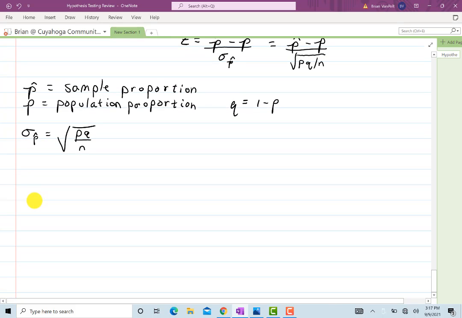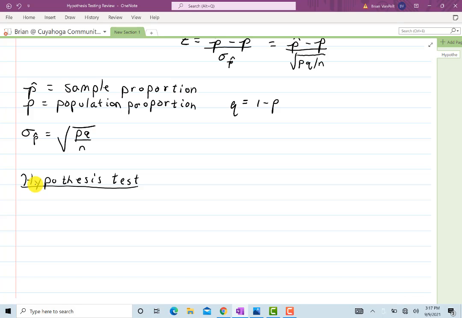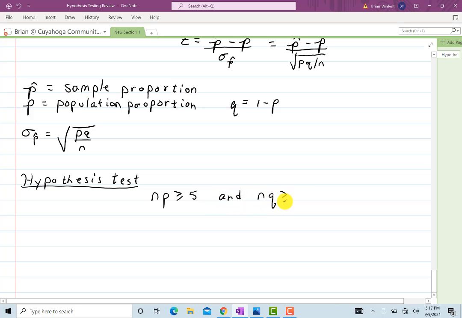Then the way the hypothesis test works, there was one little addition at the beginning that you used to determine if the sampling distribution of the sample proportions was normal. That's where we need to determine that NP, n times P, is greater than or equal to 5, and we need NQ to be greater than or equal to 5. That would be step one of any of these processes, to make sure that we're dealing with a normal distribution.